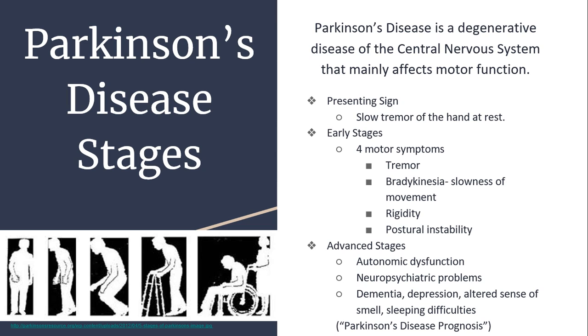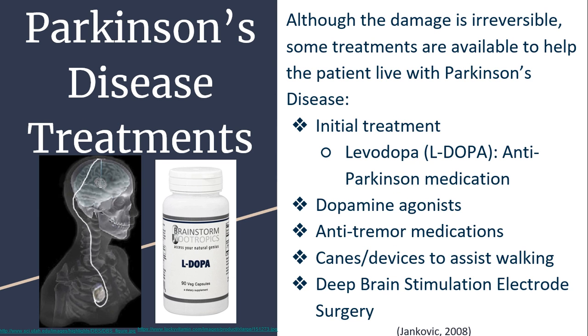Advanced stages of Parkinson's disease also show autonomic dysfunction, psychiatric problems like dementia and depression, an altered sense of smell, and sleeping difficulties. Some of these are just a result of being sick for so long, and some of them are a result of the neurons that are affected by Parkinson's disease. Although we don't know if our patient underwent any treatment for her disease, there are some treatments available that help a patient with Parkinson's disease live a more full life, although the damage is irreversible.